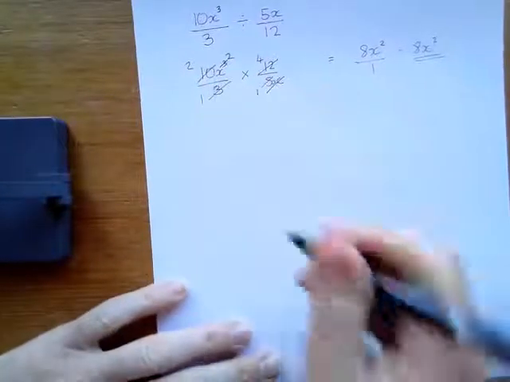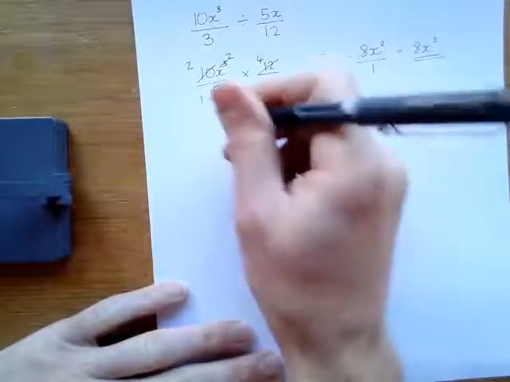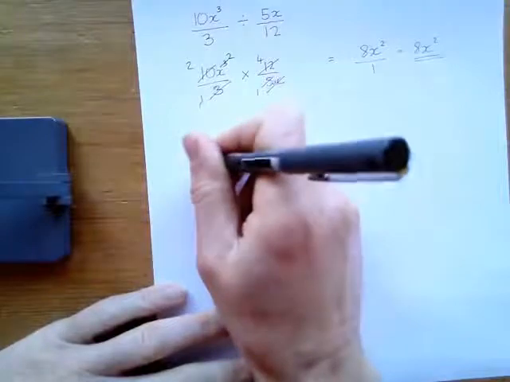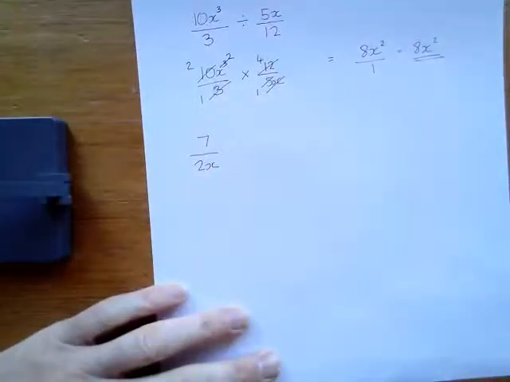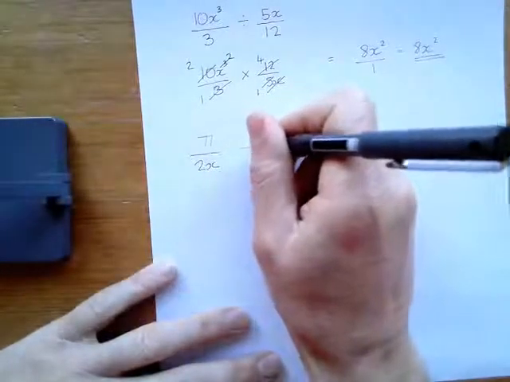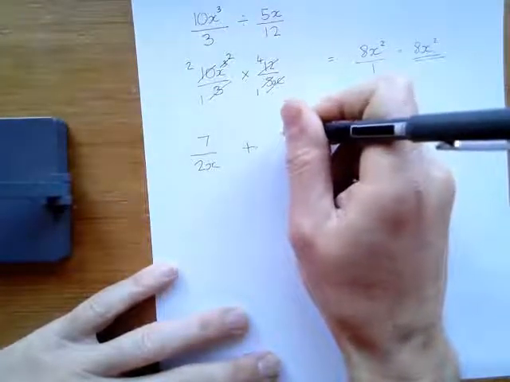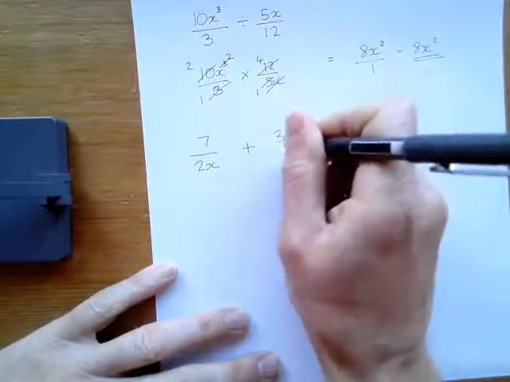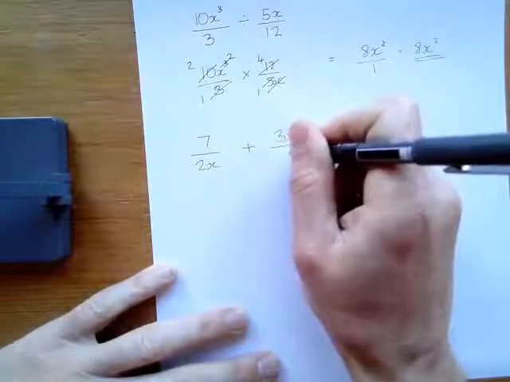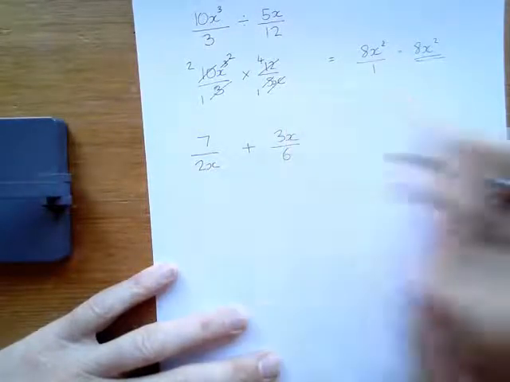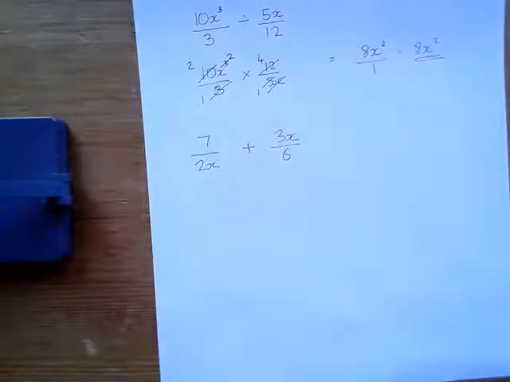Okay, so addition works something like this. Suppose I had, for example, 7 over 2x plus 3x over 6. There we go. So we've got 7 over 2x plus 3x over 6. I'm going to add these two fractions together.